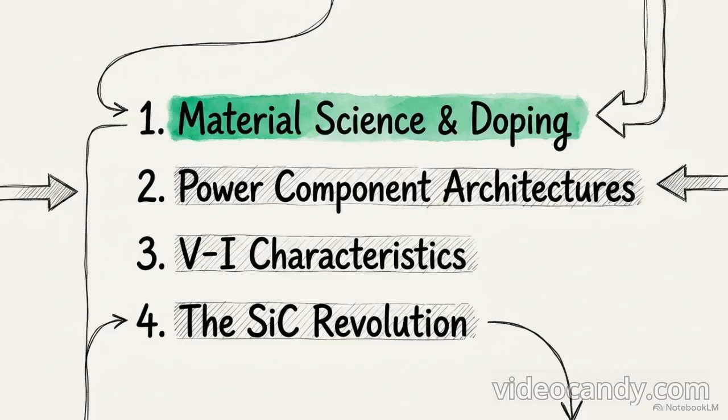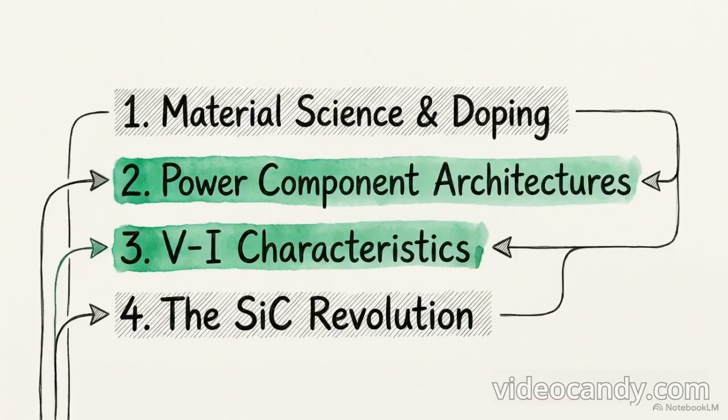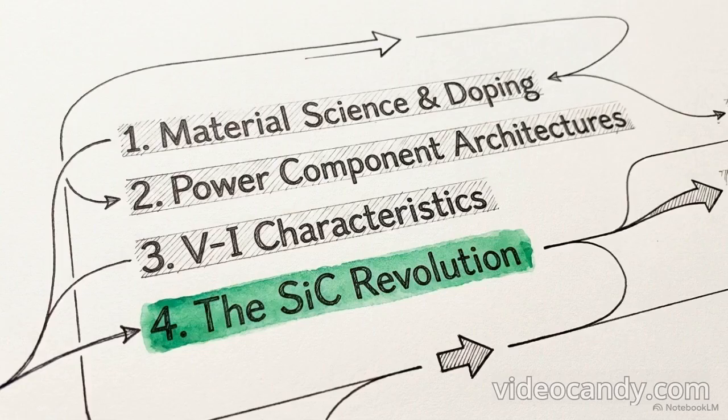To understand how this works, we will first examine the material science and atomic doping that makes switching possible. Next, we will map out specific power component architectures and the precise voltage current characteristics required to trigger them safely. Finally, we will outline the industry's transition from standard silicon to silicon carbide materials.